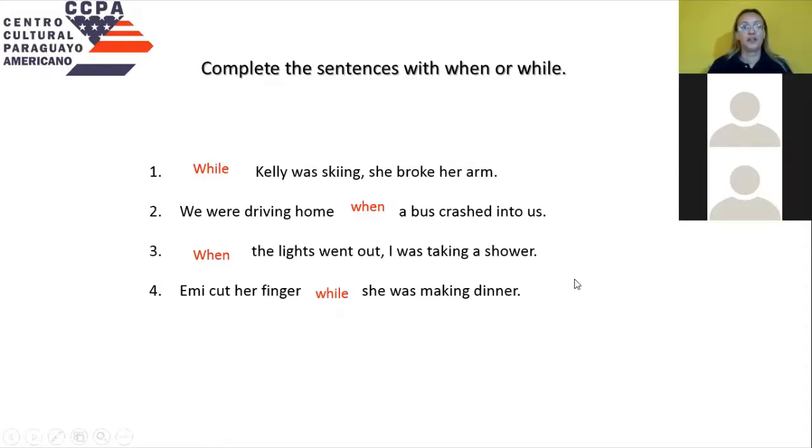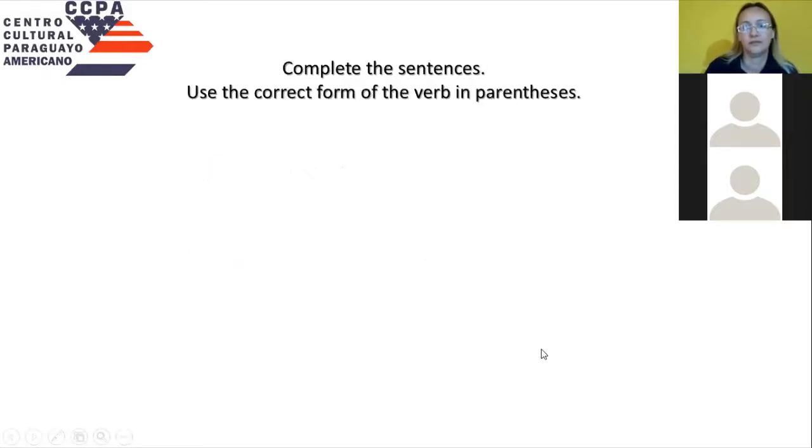Amy cut her finger while she was making dinner. Very good. You are all experts. Great. Okay, so someone was worried about the test. So now you're all experts. You're going to have 100 if we have a test.